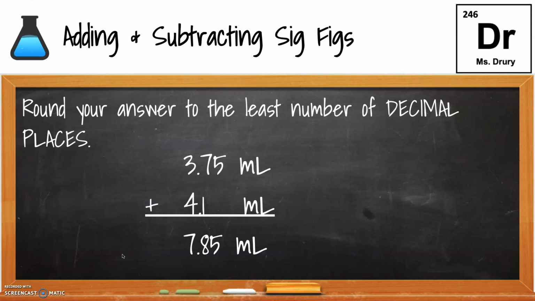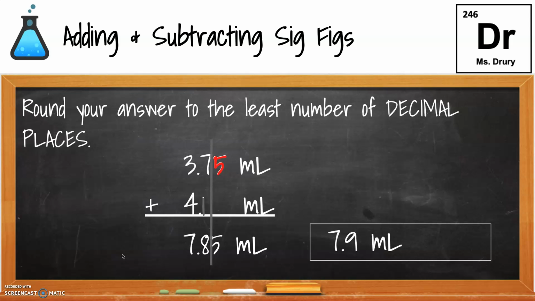And a 5, if you know the rounding rules, anything that's a 5 and higher will round the previous number up. Anything that's a 4 and lower will keep the number the same. So that 5 has to be rejected, and the answer has to be 7.9 milliliters because it has one decimal place, just like the 4.1 number.